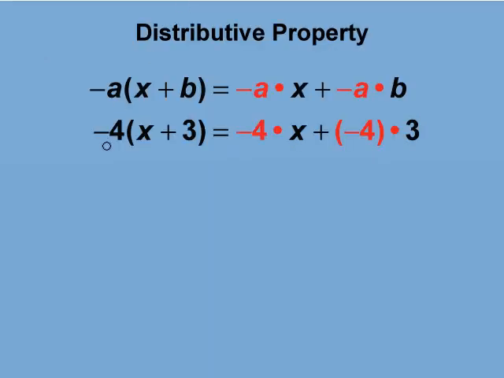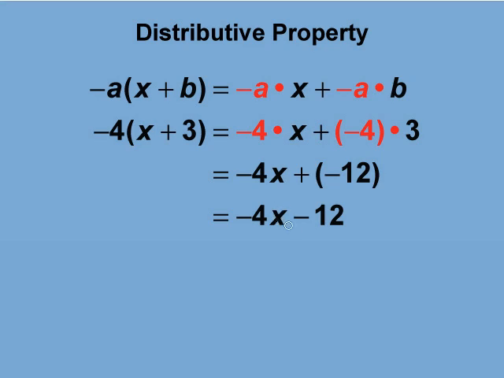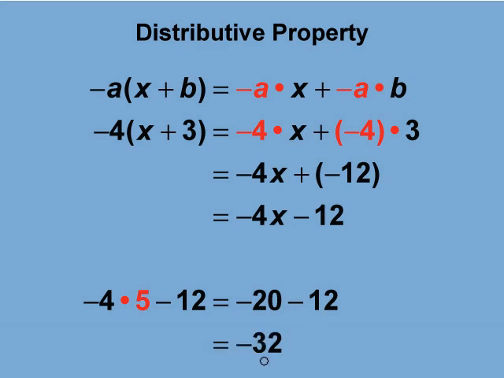We now distribute -4 to both terms as shown here. We get -4x minus 12. We evaluate this expression for x equals 5 as shown here. We get -20 minus 12, which is -32.